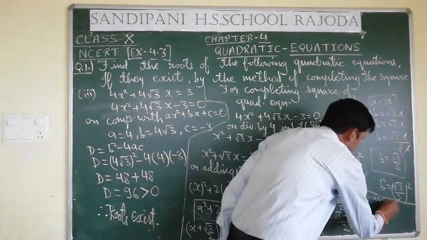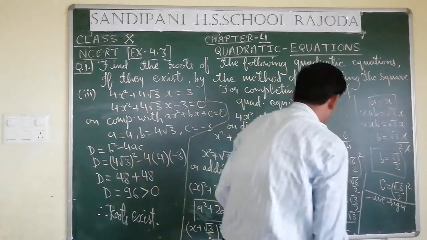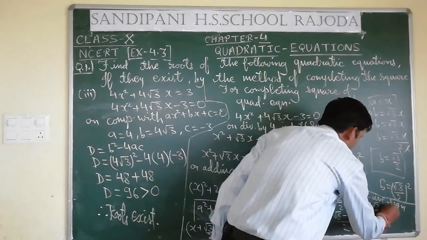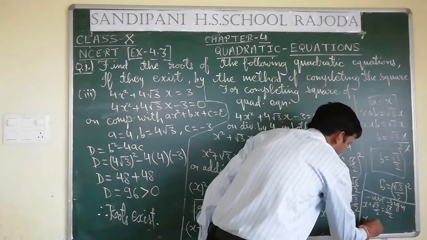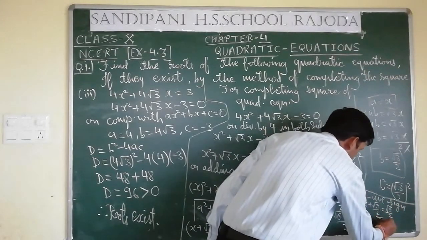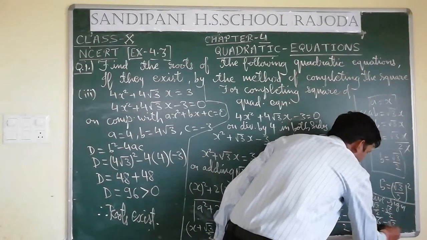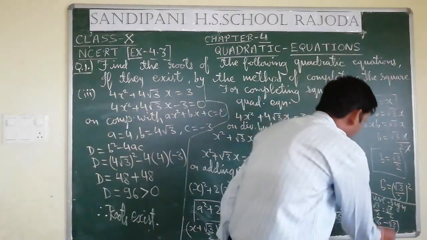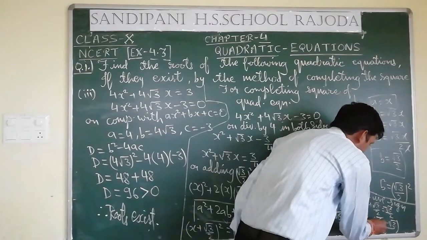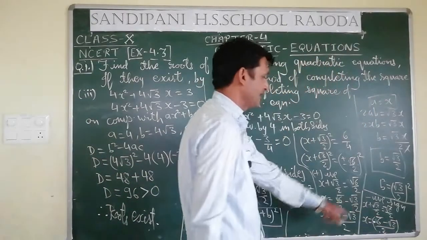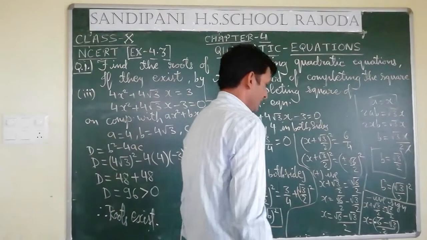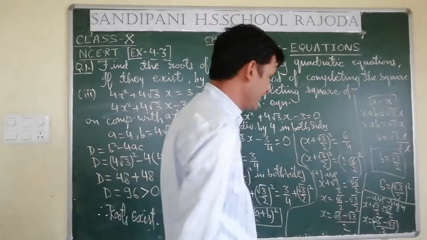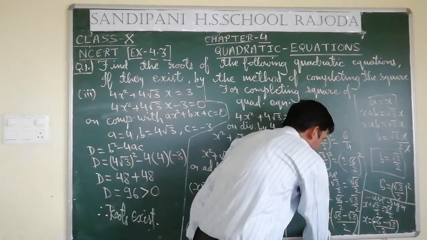For negative sign, this will become x plus root 3 by 2 is equal to minus root 6 by 2. So it will be x is equal to minus root 6 minus root 3 by 2. If it is negative sign, then it will be minus root 6 minus root 3 by 2. You can take minus sign common also there. If you take minus sign common from here, then it will become root 6 plus root 3 upon 2. Or you may write it here only. These are the two roots of the equation.